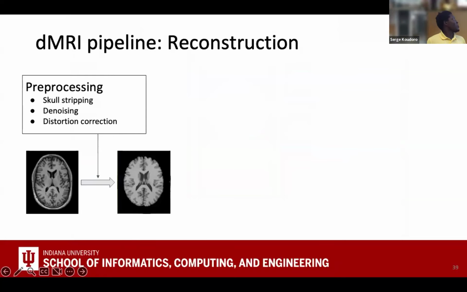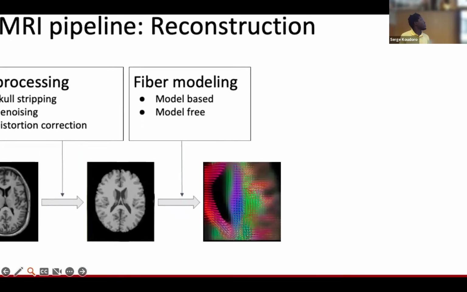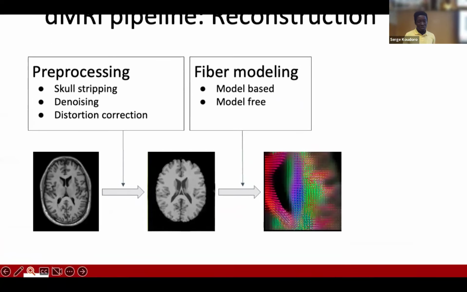So now that we did the preprocessing and we did the harmonization, if you work on multiple sites, let's go to the fiber modeling. So now that we have clean data at the end, let's model the water in your brain.